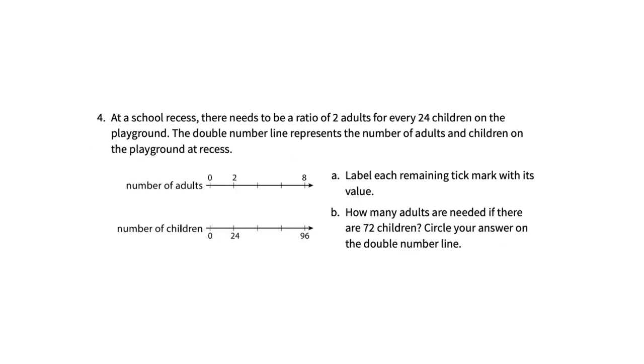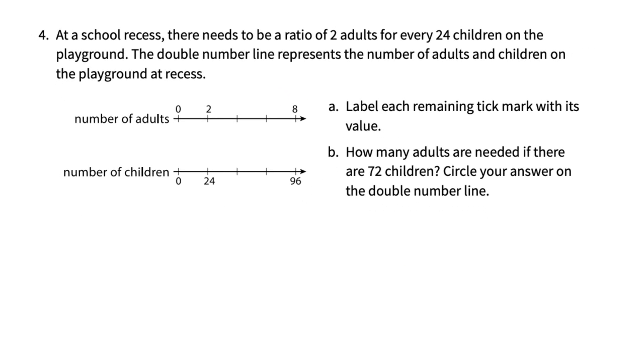All right, so they're giving us more of the same, only this time they're asking us specifically to use a double number line. So it says a school recess needs a ratio of 2 adults to every 24 children. So there's our ratio right there. The double number line represents the adults and the children. Label each of the remaining tick marks. So we can see that our adults are 2, 4, 6, and 8. That means the number of children, for every 2 adults, you have 24 children.